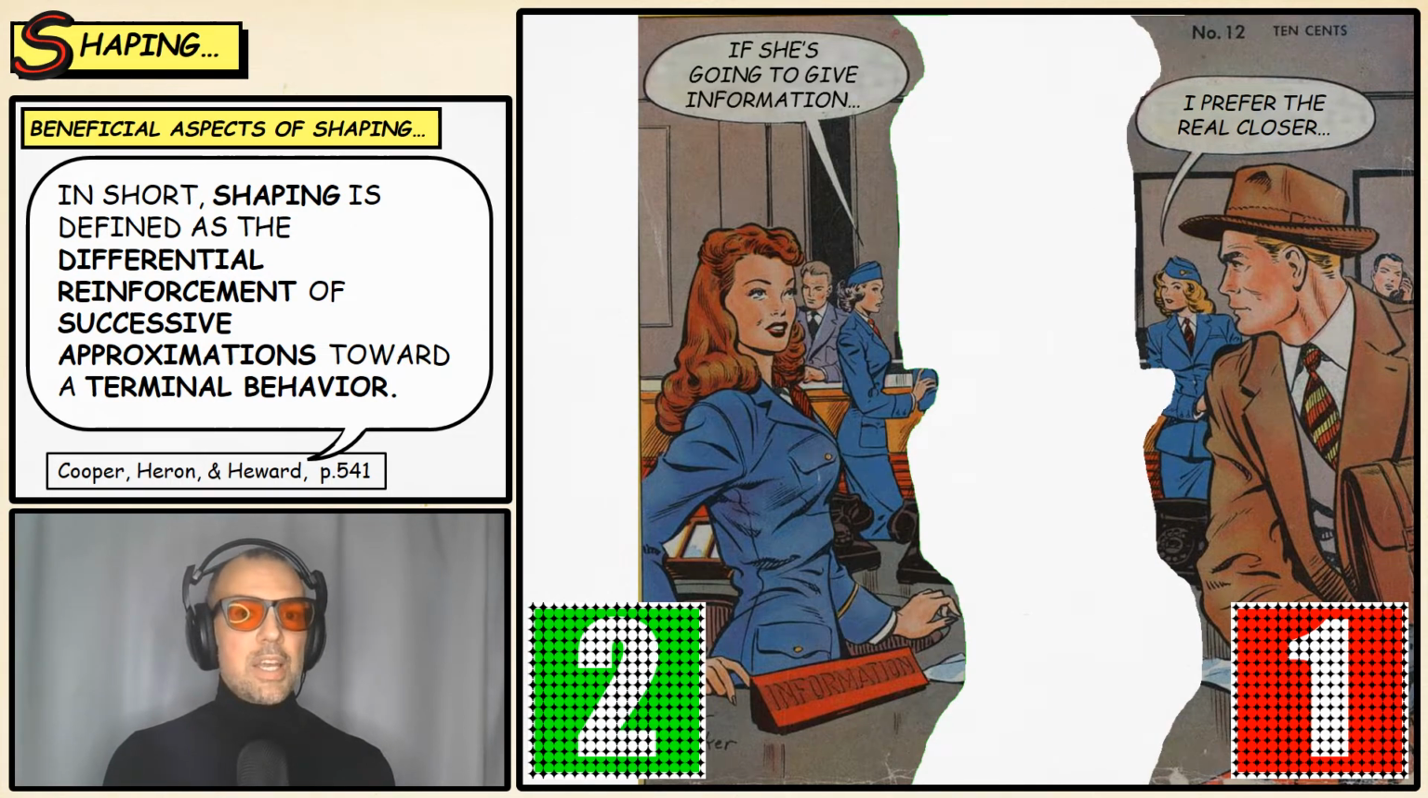Okay, so the next thing we're going to take a look at has to do with successive approximations to behavior, but this time it's a weakness of successive approximations towards behavior.